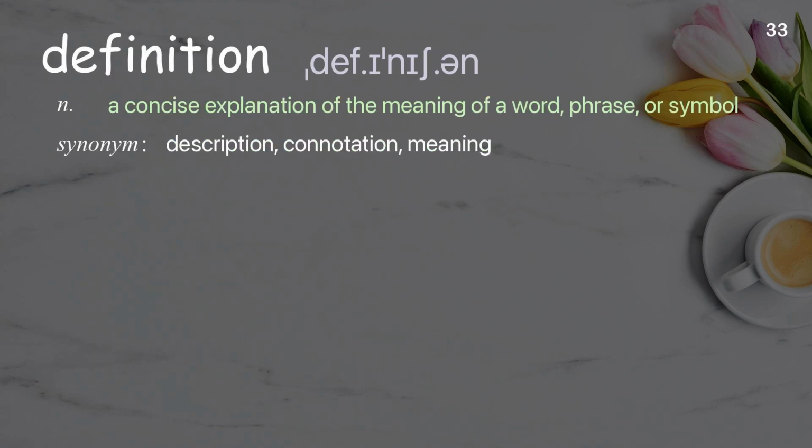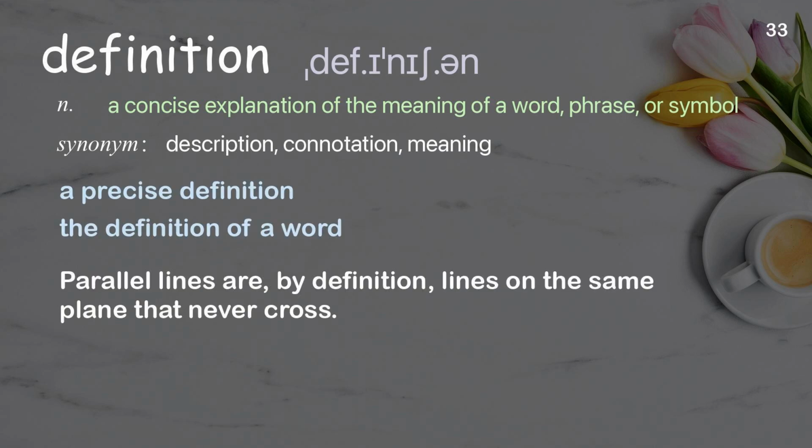Definition: A concise explanation of the meaning of a word, phrase, or symbol. Examples: A precise definition. The definition of a word. Parallel lines are, by definition, lines on the same plane that never cross.